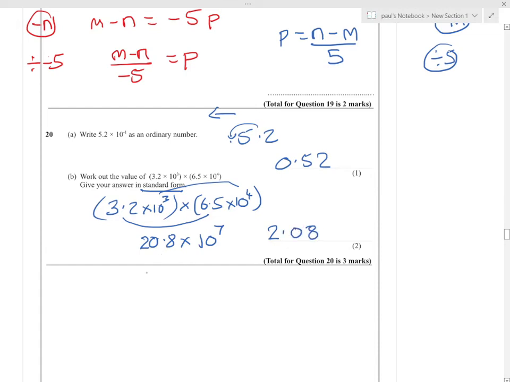And what I did is I made that 10 times smaller. So to balance it all out, I've got to make that 10 times bigger. 10 times bigger. So that will be times 10 to the 8.